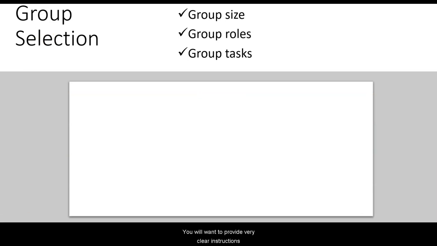You will want to provide very clear instructions when providing students the opportunity to select their own groups. In order for you to provide clear instructions, you will need to identify your ideal group size and maybe be a little flexible with this, especially depending on your age group. You will need to assign group roles and group tasks as a way to keep each group member accountable for collaborating with others as well as completing the project.